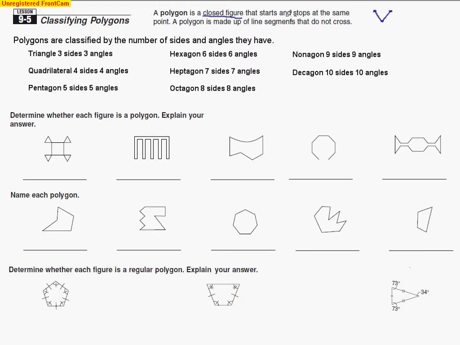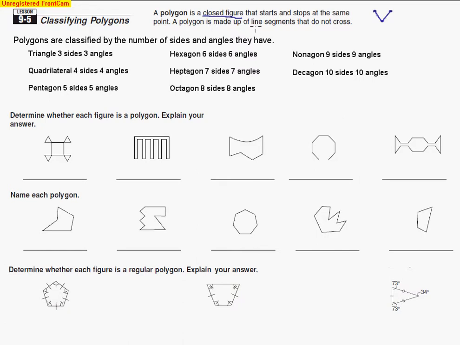And it starts and stops at the same point. So, for instance, this part right here goes with this closed figure part. It starts here, and it stops eventually right back at that point. So it's like you can walk around this figure. This part, starts and stops at the same point, is talking about this closed component of a polygon. And so closed, again, cannot have an open section.